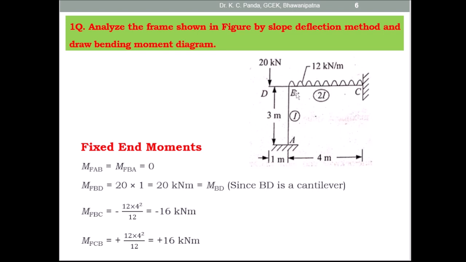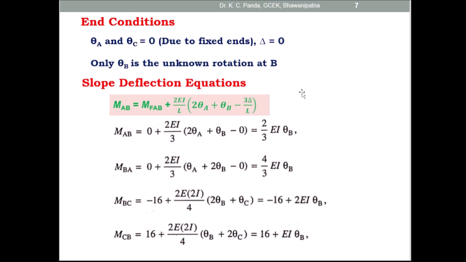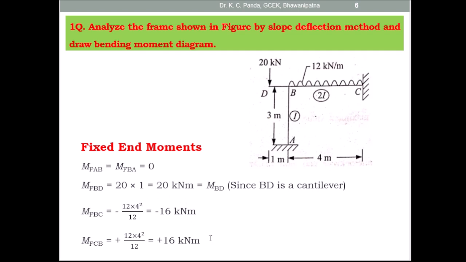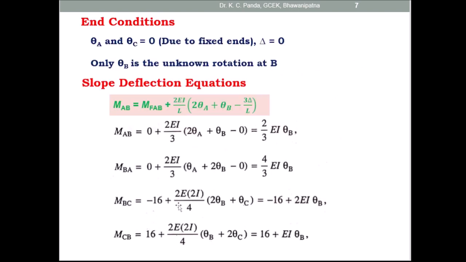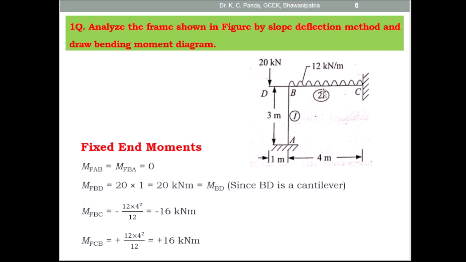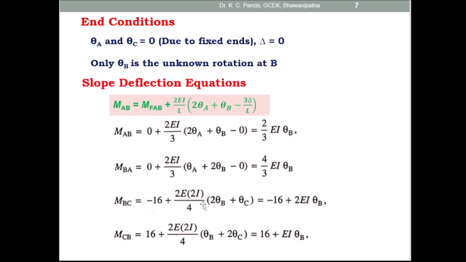Then find out the slope deflection equations MBC and MCB. MBC is equal to MFBC plus 2EI by L into 2 theta B plus theta C. So in a horizontal member there is no need to take the displacement. Here you know that MFBC is equal to minus 16 kilonewton meter. So here you put minus 16 plus, and for member BC the moment of inertia is given 2I and the length is given 4. So here you put 2E into 2I divided by 4 into 2 theta B plus theta C, and you know theta C is equal to 0. Then after simplification, MBC is equal to minus 16 plus 2EI theta B.